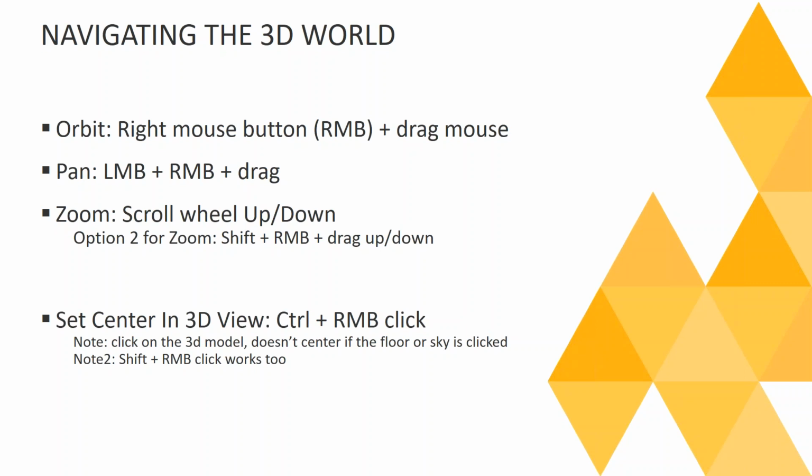The navigation is made very easy, so basically you just need to learn to orbit, pan and zoom, and you can do most of that just with your mouse. The right mouse button and dragging the mouse will orbit, panning is done with the left mouse button plus the right mouse button down and then dragging the mouse, and zooming is with the scroll wheel up and down.